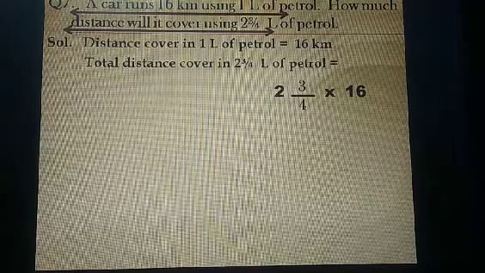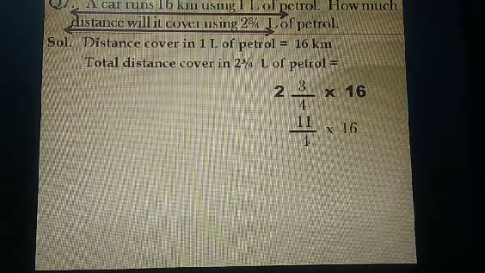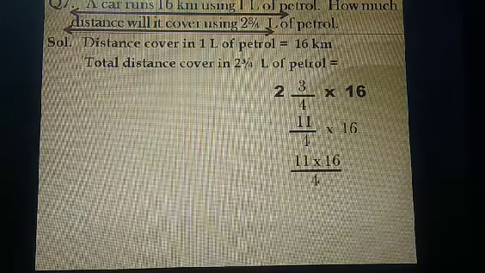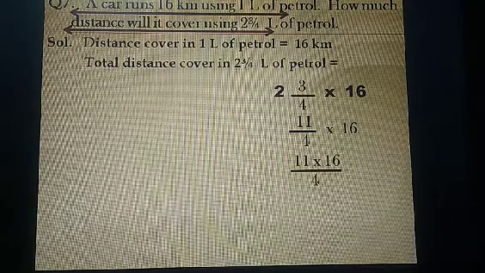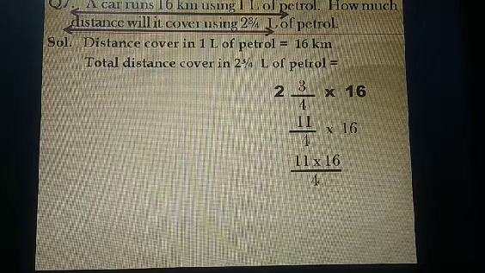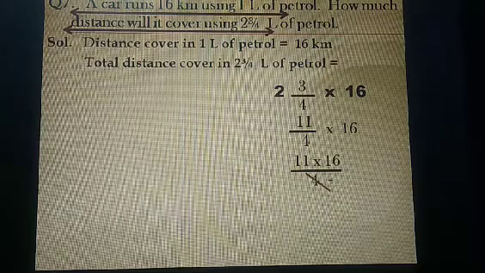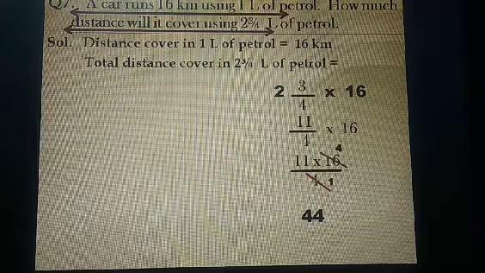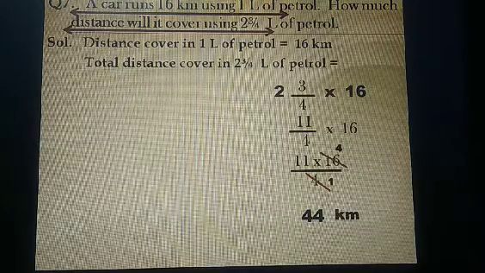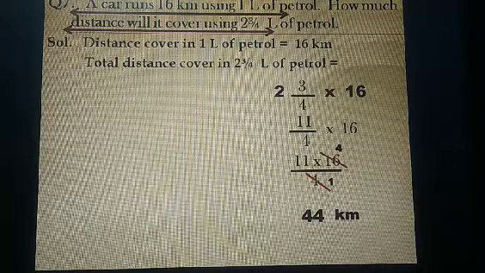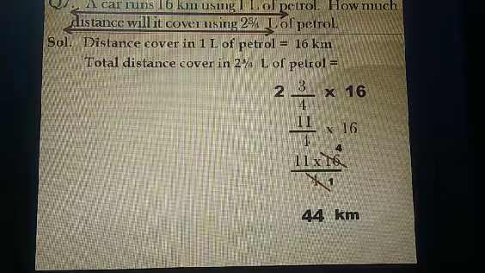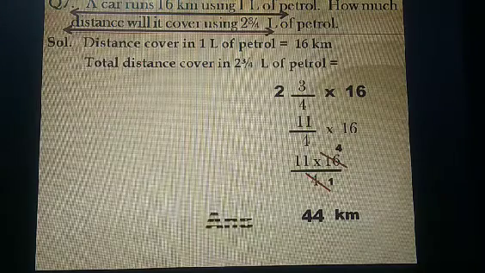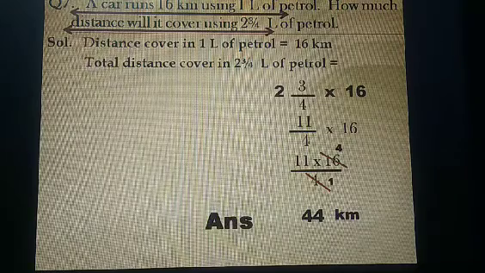Convert the mixed fraction into improper. Yes, 11 by 4 into 16. Multiply the whole number to the numerator, 11 into 16 upon 4. Yes, common factor, it's 4. 4 ones are 4, 4 fours are 16. Finally, it's 44. What is the unit here? Yes, kilometer, because we are supposed to mention the distance covered. So the unit is kilometer, and this is your final answer.